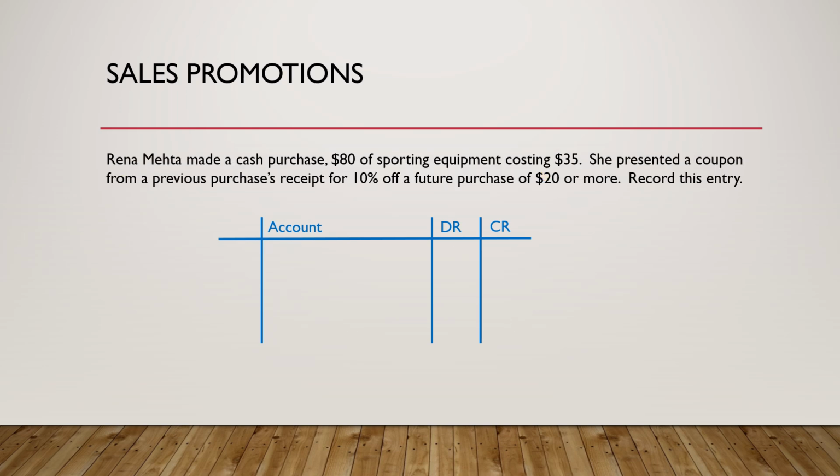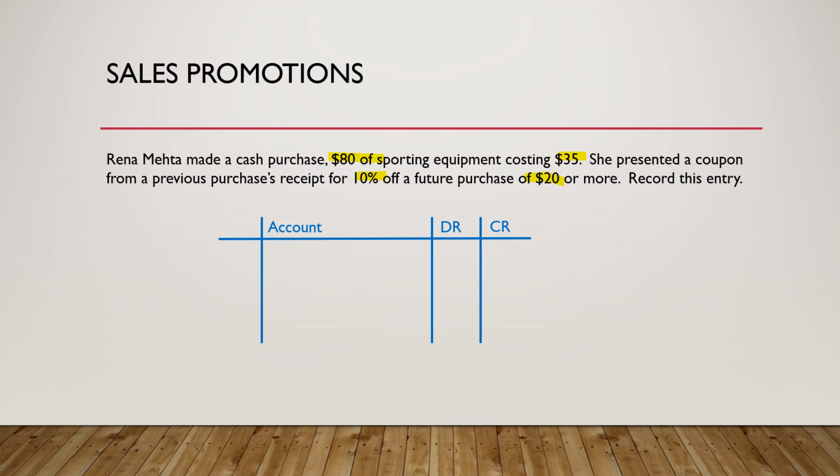Rena Mehta made a cash purchase, $80 for sporting equipment costing $35. She presented a coupon from a previous purchase's receipt for 10% off a future purchase of $20 or more. Record this entry. When receipt coupons are redeemed, they are treated as a reduction in the cash received.